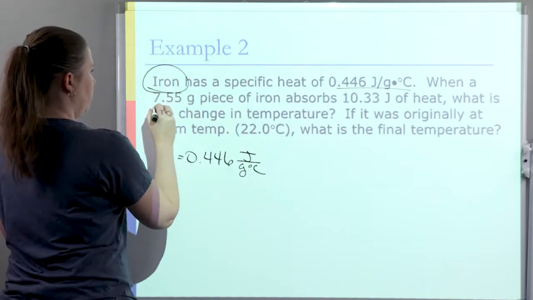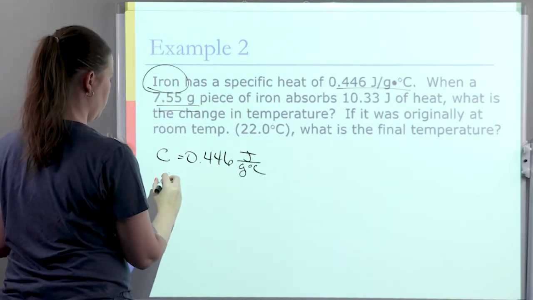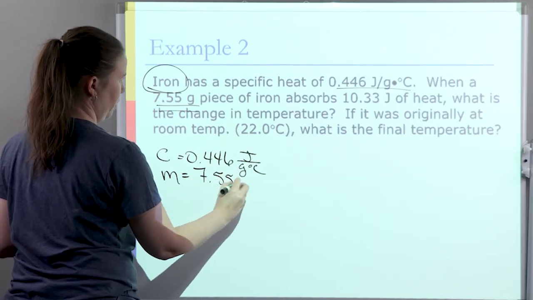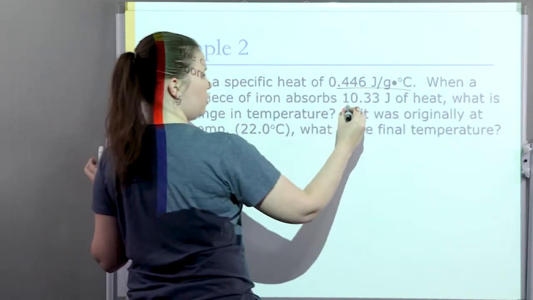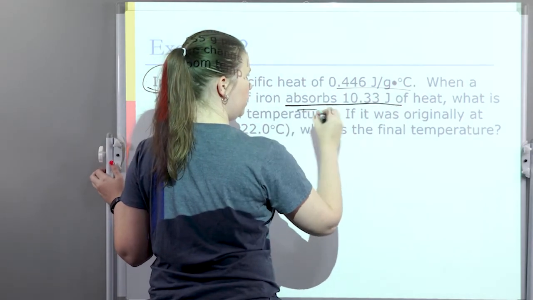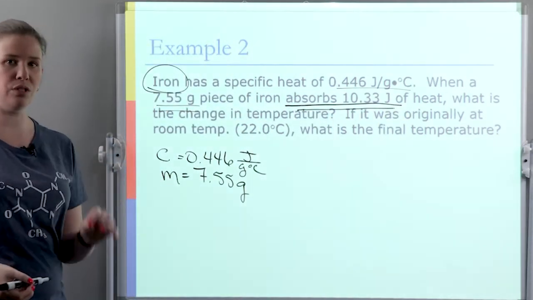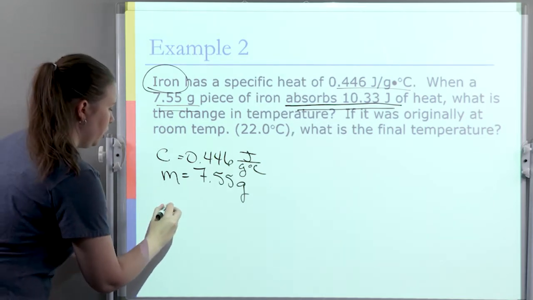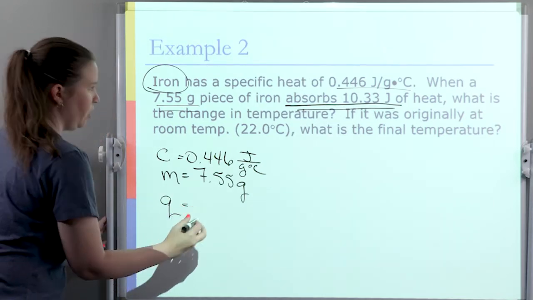All right, back to the question. Next number is my grams. So grams is going to measure my mass, so 7.55 grams. And then it's going to absorb 10.33 joules of heat. So heat, or joules, we're going to use the letter Q.